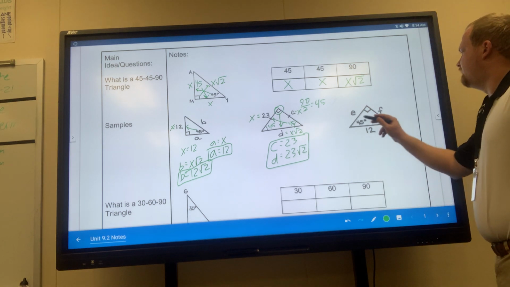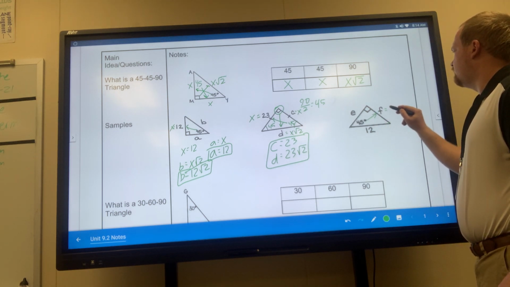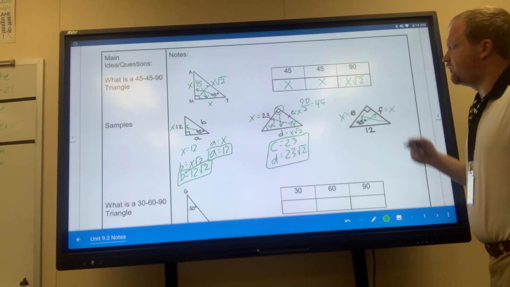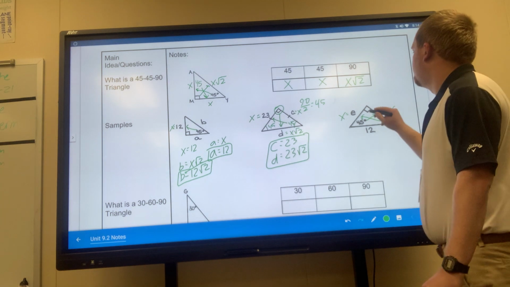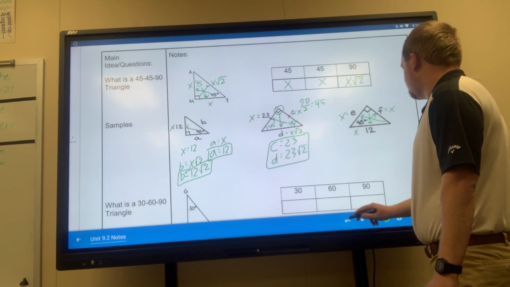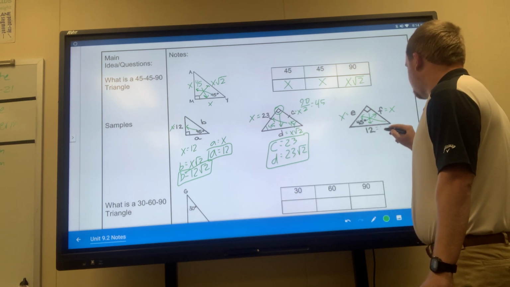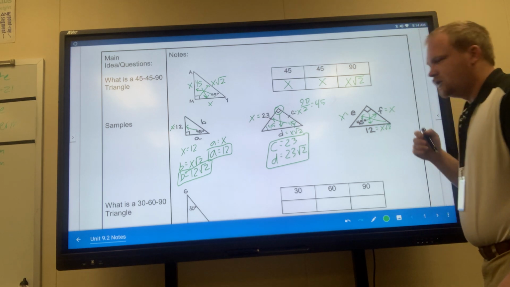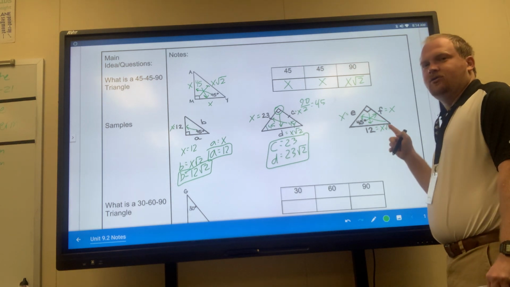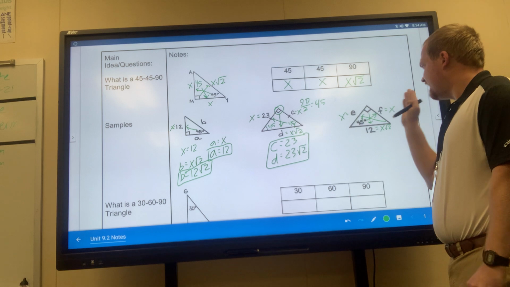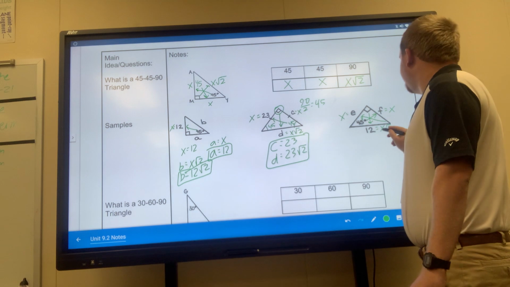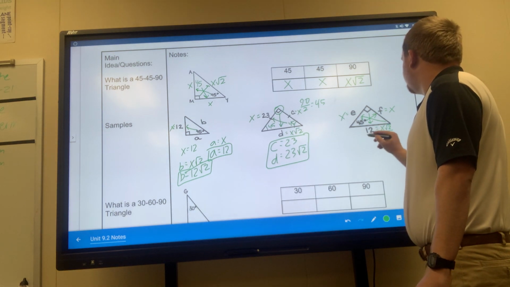Next, I have a 45-degree angle, so opposite that is x. Opposite this angle is x as well, because the only thing left has to be 45 degrees. Opposite this is x square root of 2. I'm sorry, 12 equals x square root of 2. Now see, we have a problem here. I have to be able to solve for x, and once I solve for x, technically I've got e and f. So remember, x times square root of 2, I have to divide by the square root of 2.